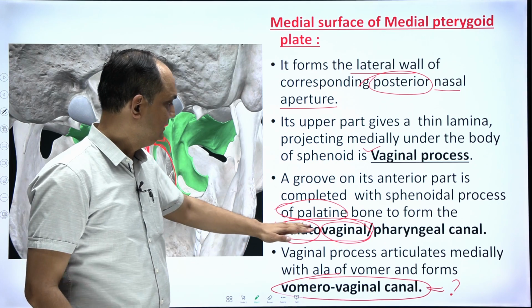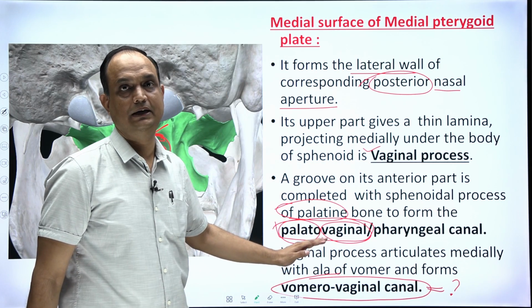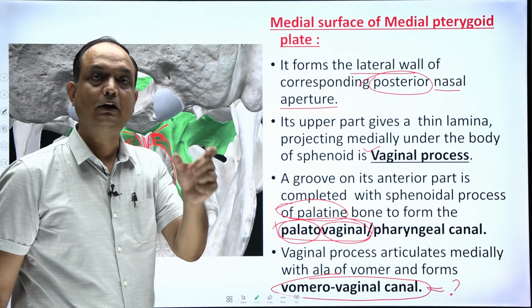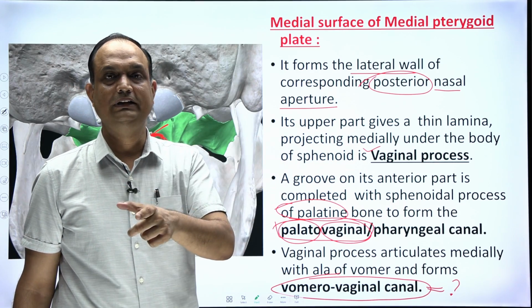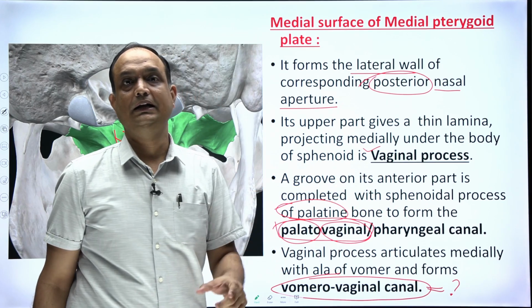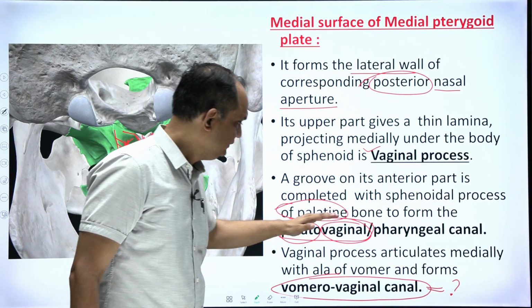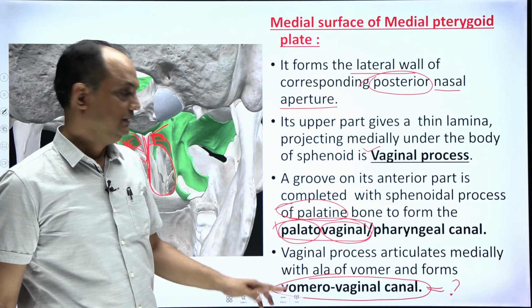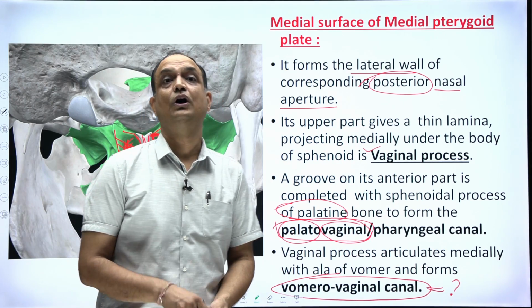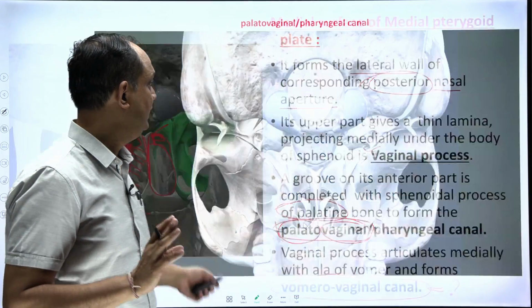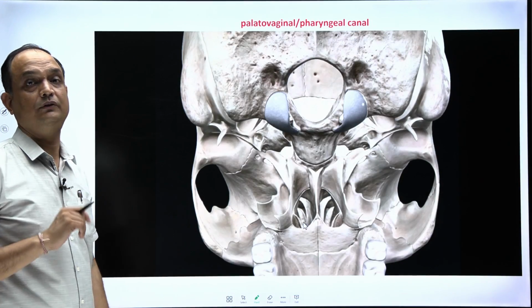But dear students, you have to keep this in mind: if the vaginal process of the sphenoid is articulating with the vomer, then it is vomerovaginal. If it is articulating with the sphenoidal process of the palatine, it is palatovaginal. Both these canals have the pharyngeal branches, but the vomerovaginal canal is not always present, sometimes it may be absent. So here in this video clip, you first find out the formation.